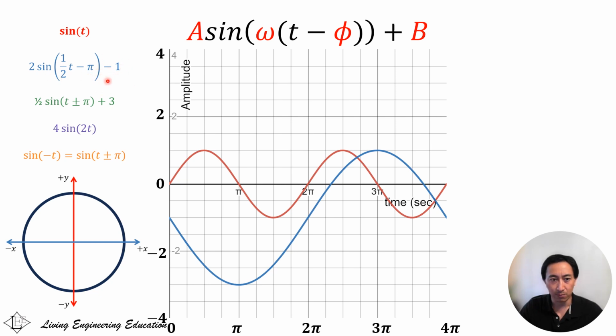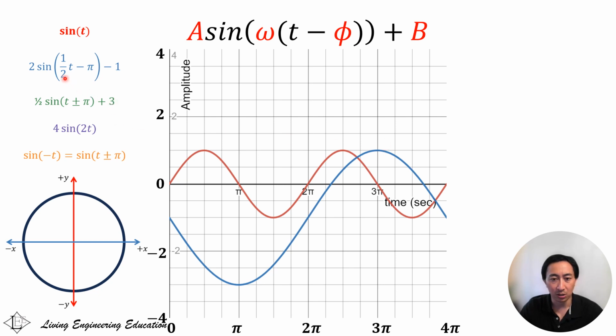So I know my baseline is shifted by -1. So we shift down here, -1. So this is my new baseline. The amplitude is equal to 2. So we stretch it out. So its amplitude is 2. We have a peak at +1 and a trough at -3, right? So that's going to give me an amplitude of 2.